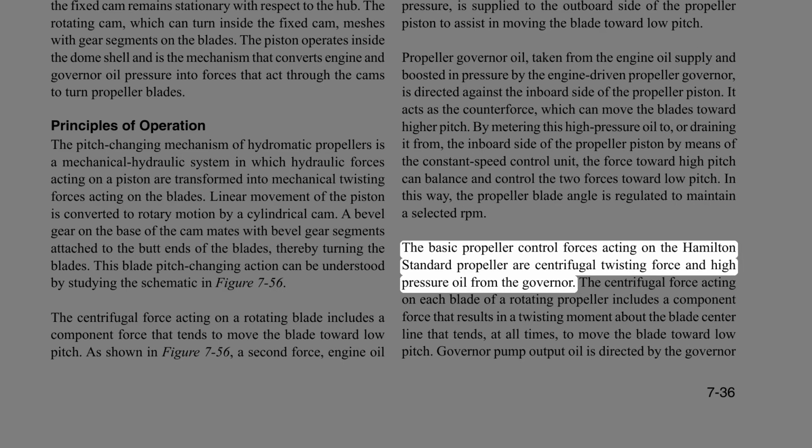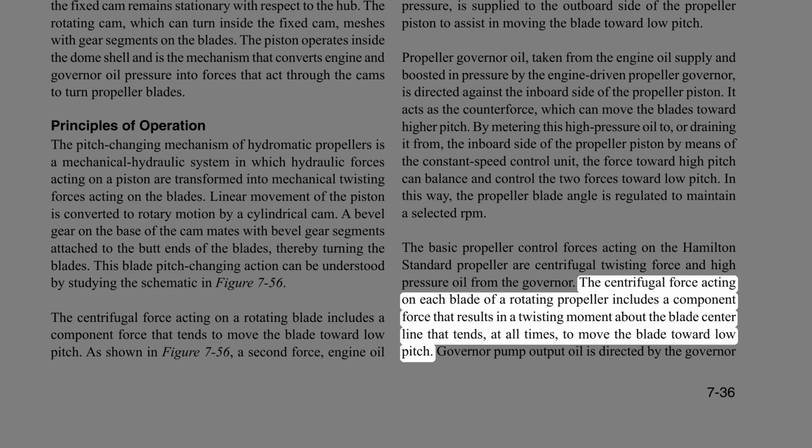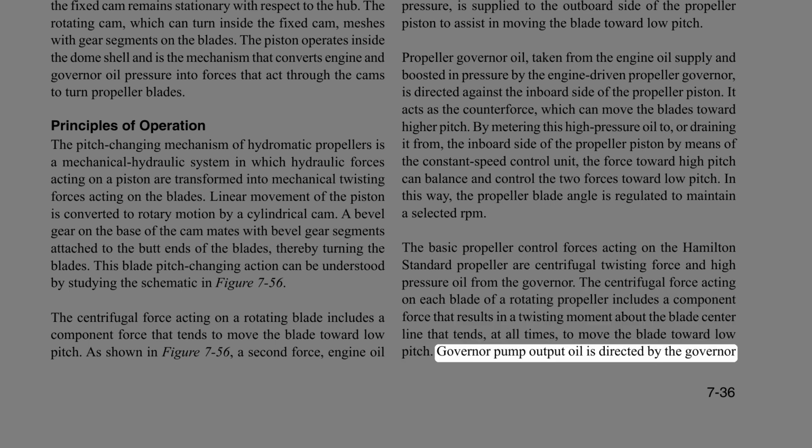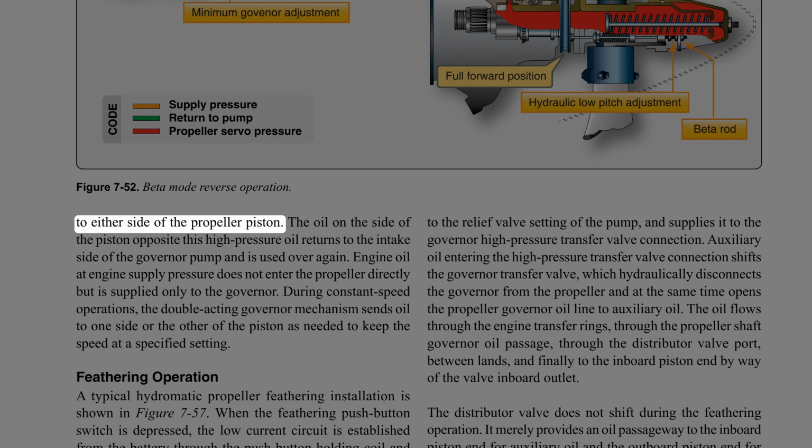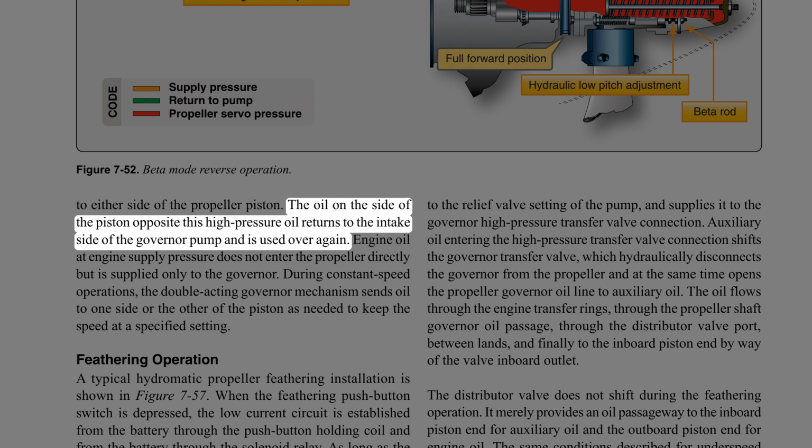The basic propeller control forces acting on the Hamilton Standard propeller are centrifugal twisting force and high-pressure oil from the governor. The centrifugal force acting on each blade of a rotating propeller includes a component force that results in a twisting moment about the blade centerline that tends, at all times, to move the blade toward low pitch. Governor pump output oil is directed by the governor to either side of the propeller piston. The oil on the side of the piston opposite this high-pressure oil returns to the intake side of the governor pump and is used over again.